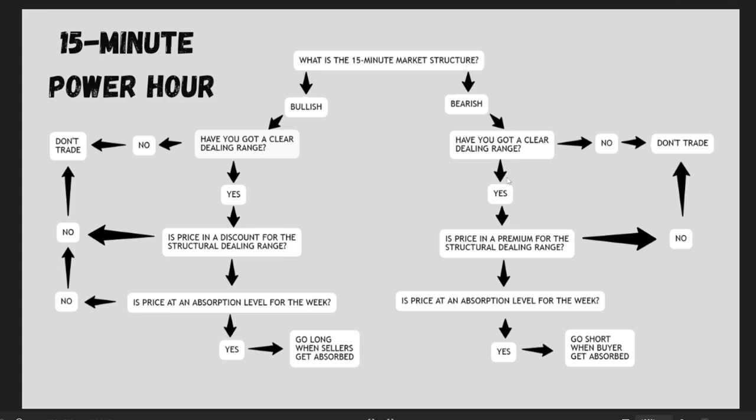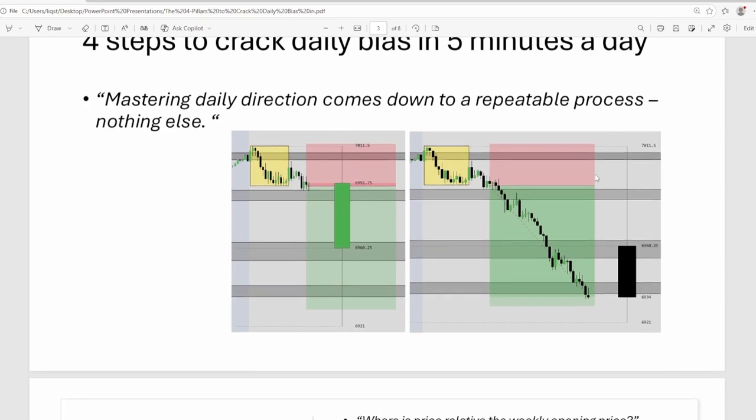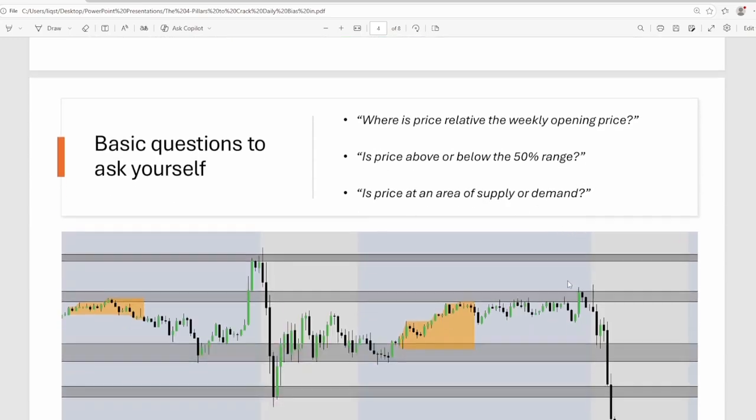So structure, dealing range, PD arrays, absorption level, and then go short, right? Same vice versa for a long. So taking trades like this, again, you can see the weekly candle being big, the wick being small, and then the wick getting bigger. So your job as a trader is to position yourself inside of a higher time frame wick so that you can catch this expansion or these expansions.